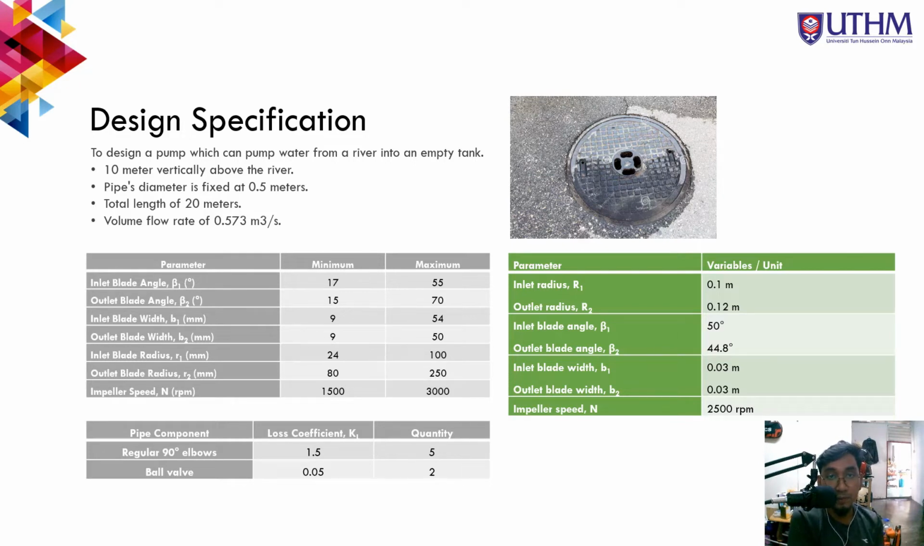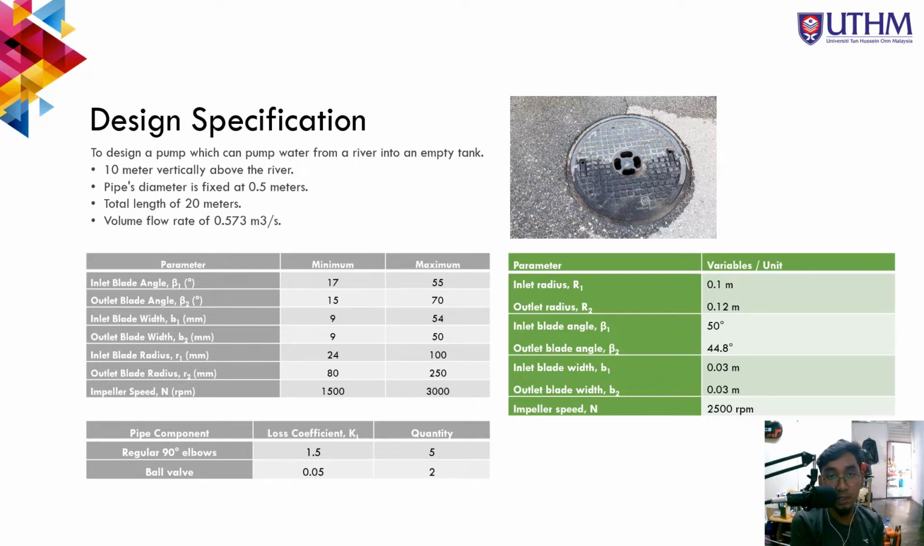The purpose of the project is to design a pump which can transmit water from a river into an empty tank. The empty tank is 10 meters vertically above the river, indicating the 10-meter difference in water level between the river and the tank. The pipe's diameter is fixed at 0.5 meters with a total length of 20 meters. The system is expected to operate at a volume flow rate of 0.573 meter cube per second.